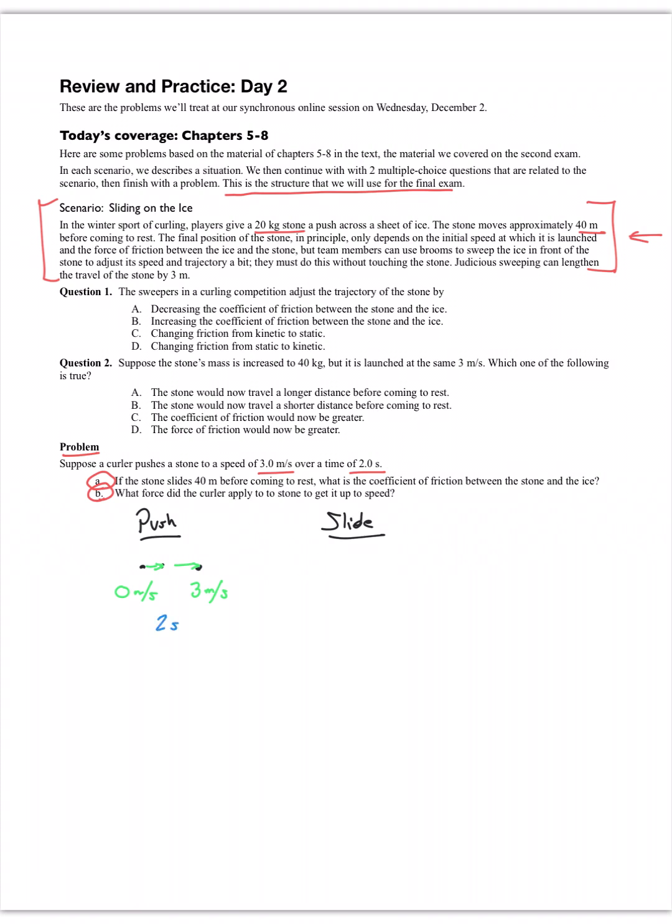Now for the slide, what happens is this. It starts at 3 meters per second, and then it slows down over a long distance. It travels 40 meters, starting at a speed of 3 meters per second and finishing at a speed of 0 meters per second. And we don't know the time for that. But these are 2 distinct phases of the motion, and you want to be clear that you've got those 2 phases. We're going to treat them in turn, but first I want to do the slide, and then I'm going to come back and treat the push later.